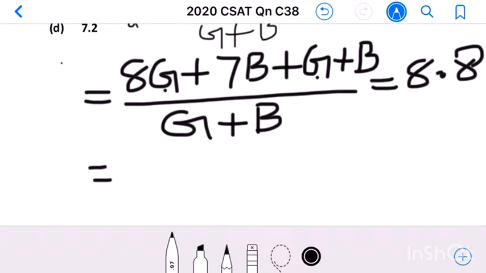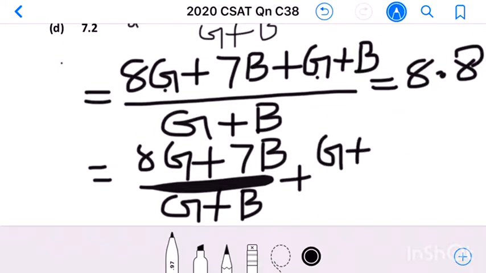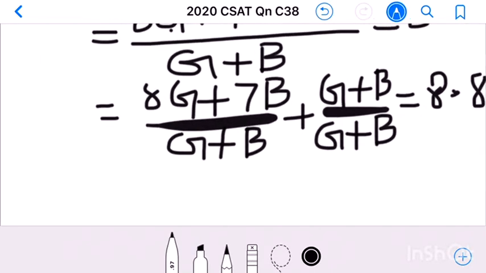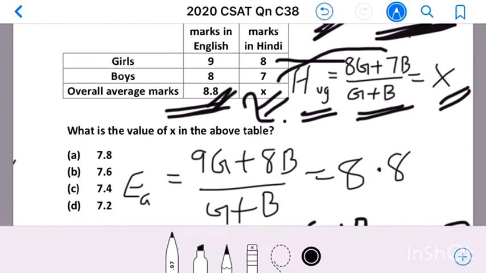This we can write it as 8G plus 7B divided by G plus B, plus G plus B divided by G plus B. This is equal to 8.8. Then we know 8G plus 7B all divided by G plus B equal to X. This is equal to X.